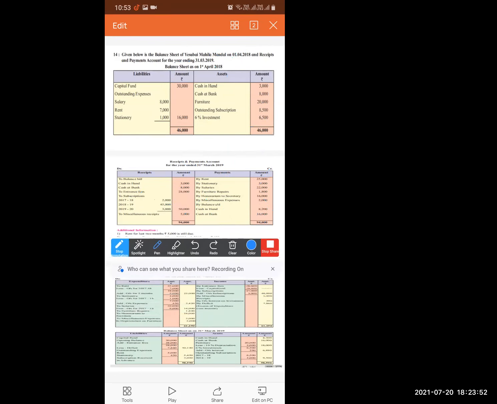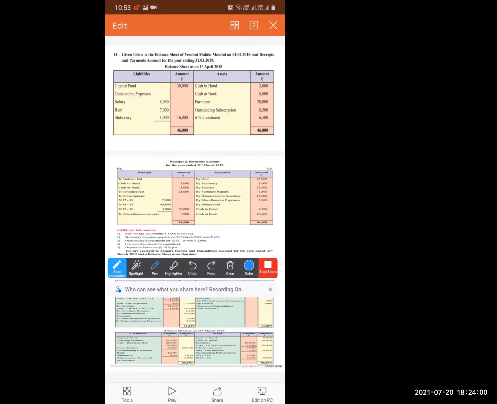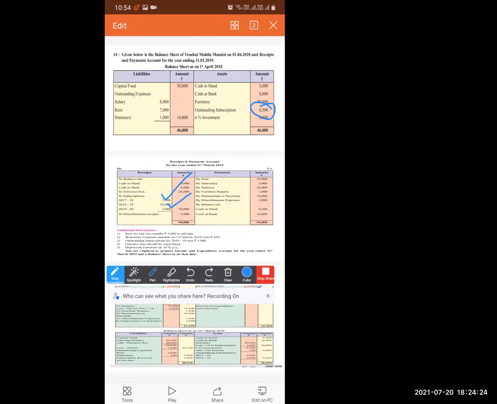Now, how can we include this 6,500 here? First of all, what is the subscription amount given here? You can check, the subscription amount is 45,000. The last year's outstanding is what is included in this 8,500, which we minus, and now we got 6,500. So first of all we have to write the subscription amount 45,000. And at the same time they have given here an amount that is 3,000.